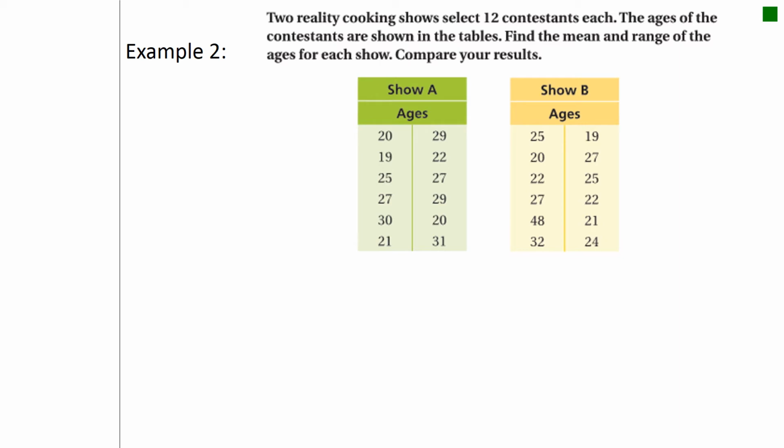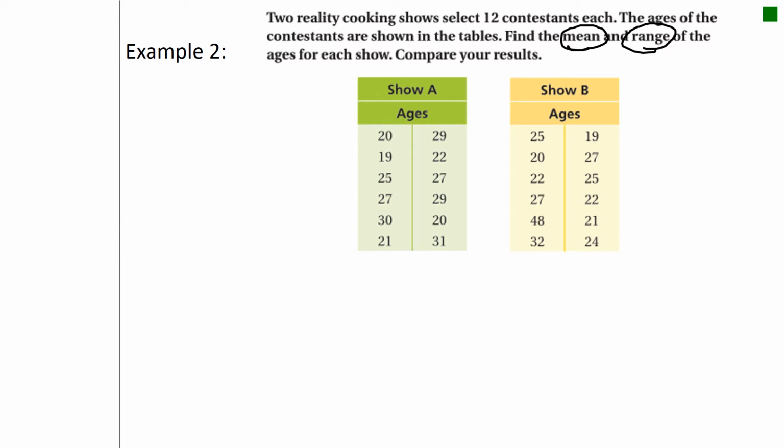Two reality cooking shows select 12 contestants each. The ages of the contestants are shown in the table. Find the mean, the average, the range of them, and compare our results. So these two have weight, they have meaning. Let's go ahead and find the mean. I'm going to pause my video again and figure out my mean so I'm not wasting your time. You pause your video and try it yourself.